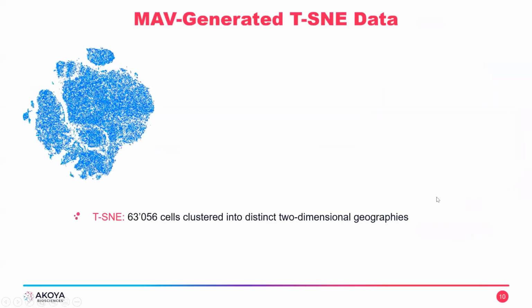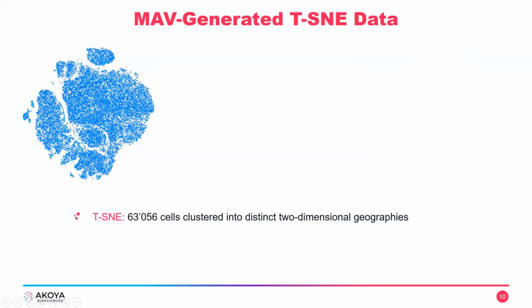So what we see in the next tissue, these are MAV-generated t-SNE data. MAV is the multi-analysis viewer that I have used to generate every data point that you see today. The multi-analysis viewer is the Akoya software for CODEX. And we generate t-SNE plots in here. What you can see here are all 63,000 cells from the breast cancer tissue clustered into distinct two-dimensional geographies. So you can see these little islands here.